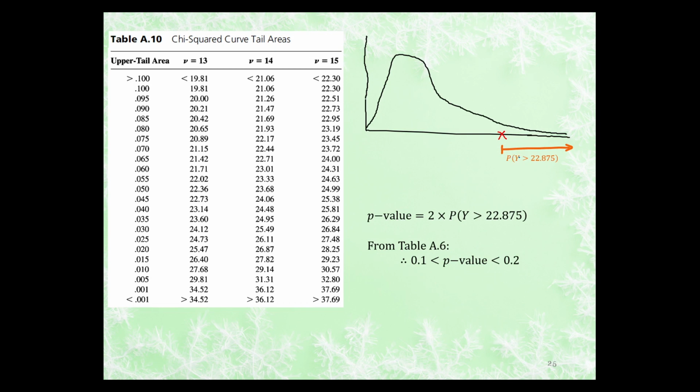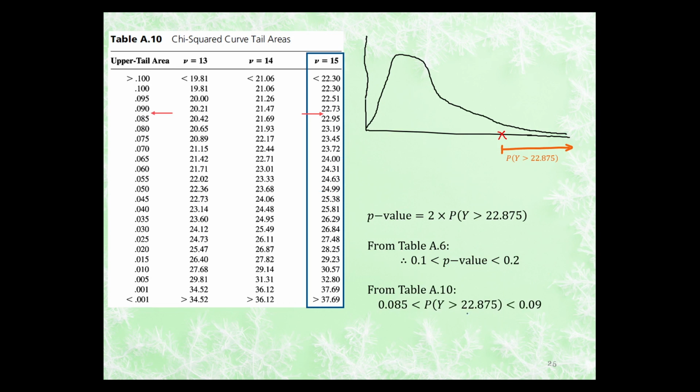So again, what we want is the probability that y is larger than 22.875, and we need to consider 15 degrees of freedom. So we're only interested in this column. Then we need to go look for this 22.875, and we find it in between those two values there. Then if we go to the left hand side, we can find that probability. So we can see here that the probability that y is larger than 22.875 is between 0.085 and 0.09.